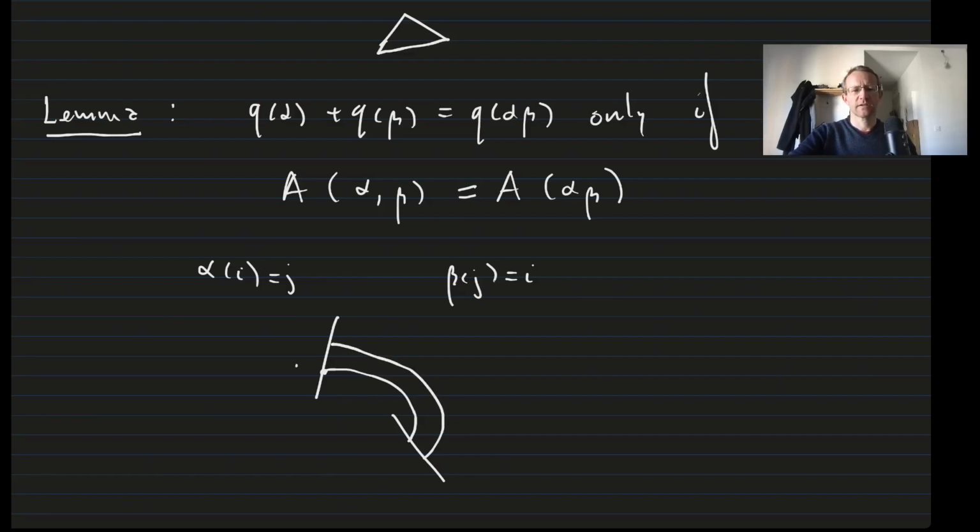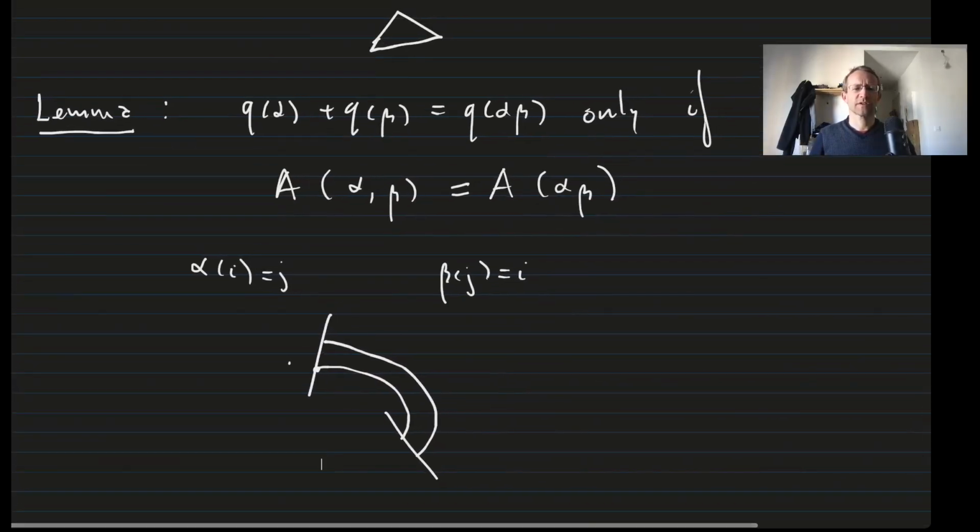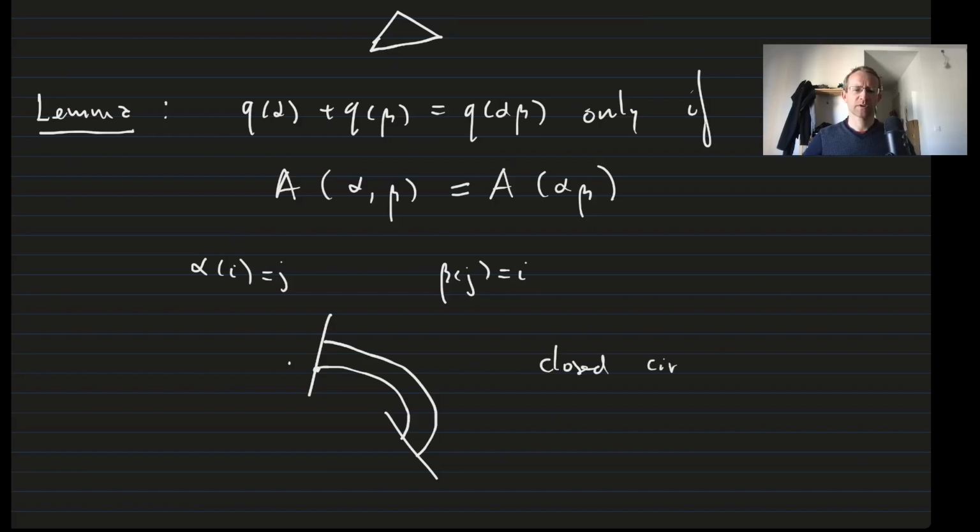such that, in fact, the product of the minimal transpositions of alpha and beta is not minimal for alpha times beta, and therefore q of alpha beta is smaller than q of alpha plus q of beta. So there will be a closed circuit, and by the other lemma, we will not have a minimal factorization. So we will not have an addition of degrees.